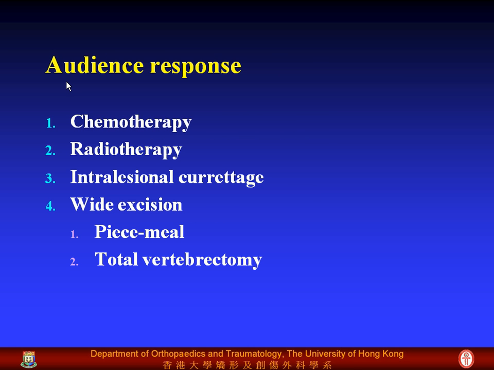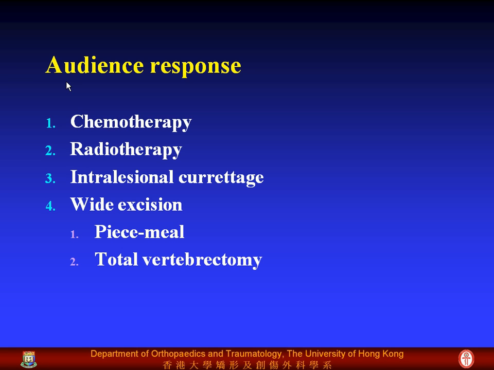So what would you do? Diagnosis confirmed, hemangiopericytoma, with cord compression, only lesion on the PET scan. Chemotherapy? No. Radiotherapy? No. Sorry, say that again, Professor. Okay, radiotherapy if the service is available.